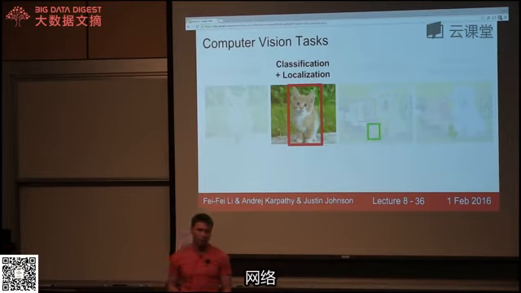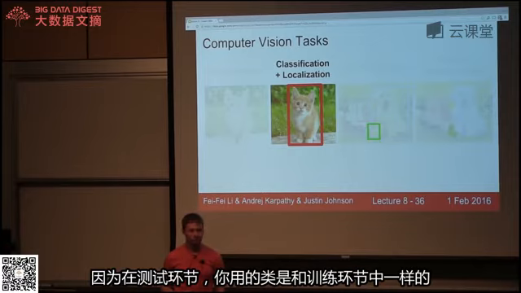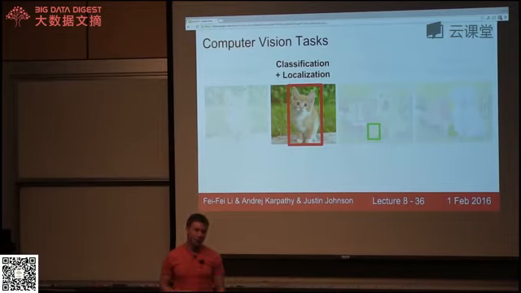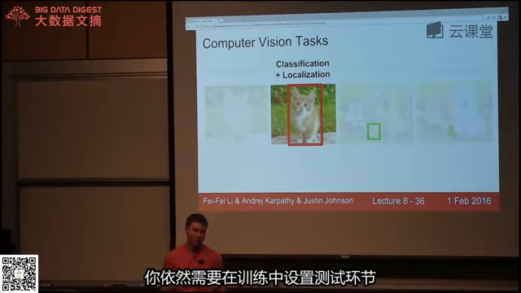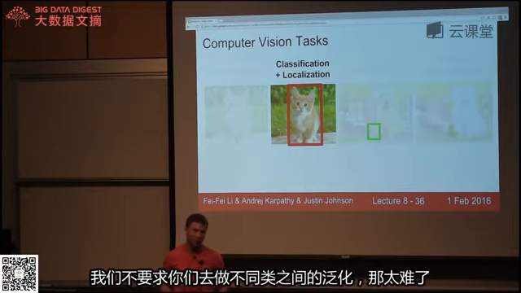Does that even generalize? I mean, the testing data can sometimes look pretty different from what these nets were trained on, right? Well, generally not, right? Because you're testing them on the same classes that you saw at training time. So you're going to see different instances, obviously, but if you saw bears at test time, you're going to see bears at training time. We're not expecting you to generalize across classes. That would be pretty hard.